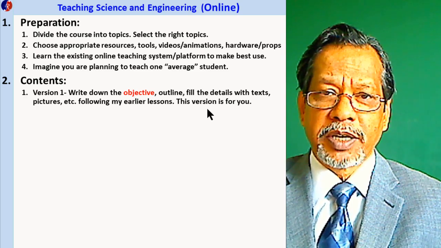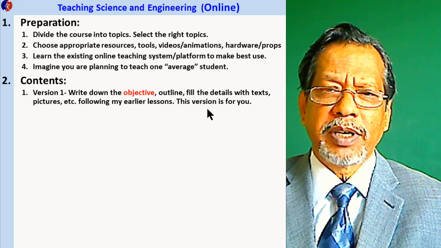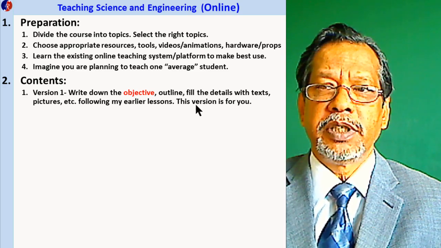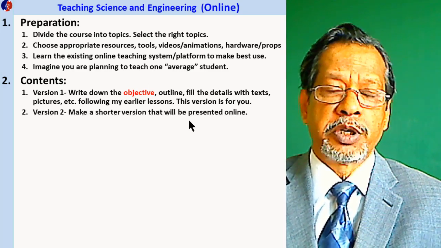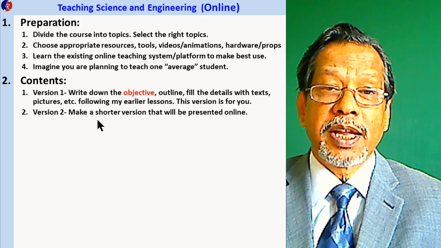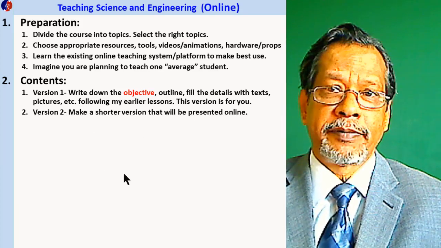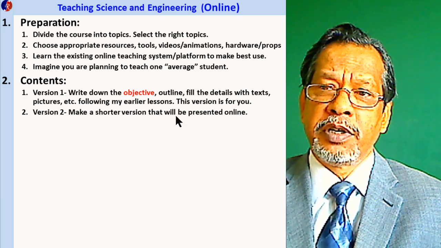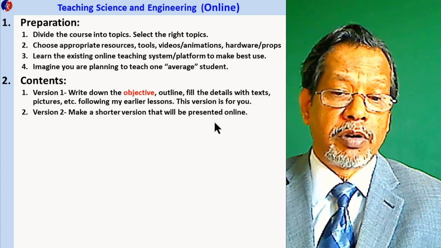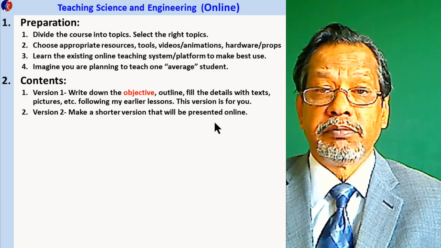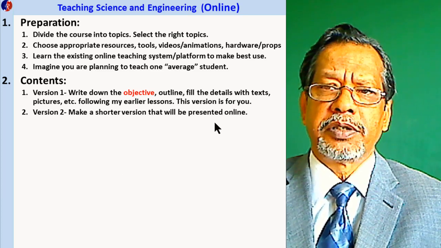Whatever you're planning to mention, whatever you are supposed to know, the questions, answers, everything should be included in this. Then make a shorter version of that you're planning to present to the students. For example, what I'm presenting now is a shorter version. Make a shorter version that will be presented online, or you're planning to show it during your lecture.